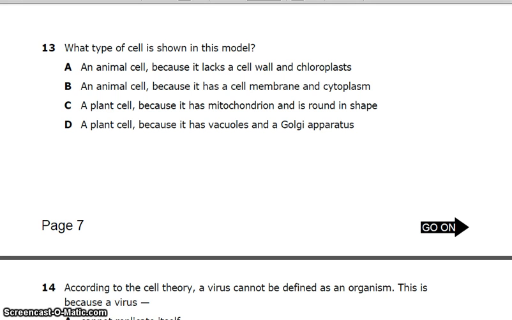Question 13. What type of cell is shown in this model? An animal cell, because it does not have a cell wall or chloroplast. An animal cell, because it has a cell membrane and cytoplasm. A plant cell, because it has mitochondria and is round in shape. A plant cell, because it has vacuoles and a Golgi apparatus.